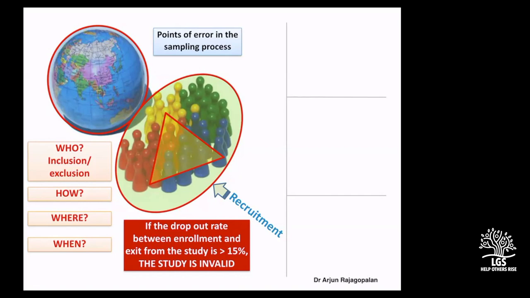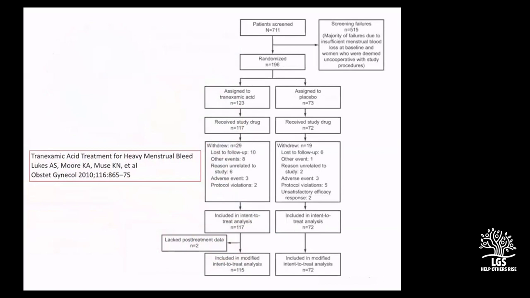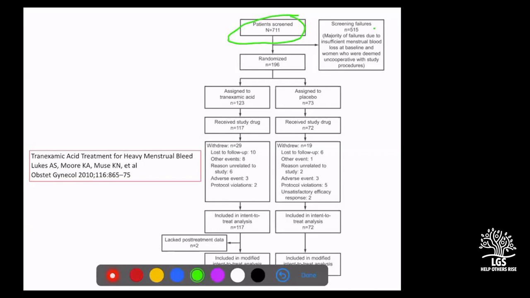And here I'm just showing you a simple study, because it's a very nice example of how populations work. This is the study where they used tranexamic acid for heavy menstrual bleeding. It could just as well be anything else, something for GI bleeding and so forth. They screened 711 patients, took away 515, and what was then left for randomization was 196. At the end of the trial, the number which withdrew was 29 in this group, 19 in this group. It's a little troublesome, but they've given you everything.